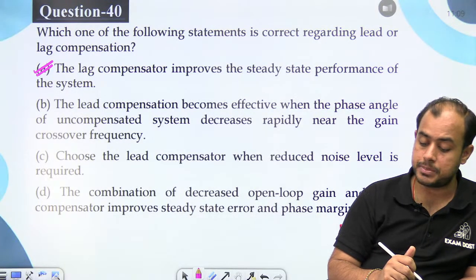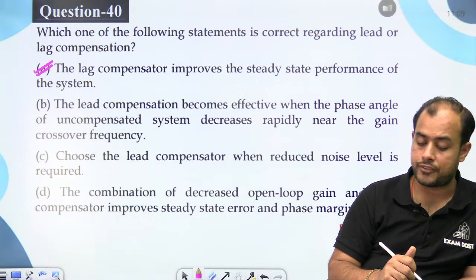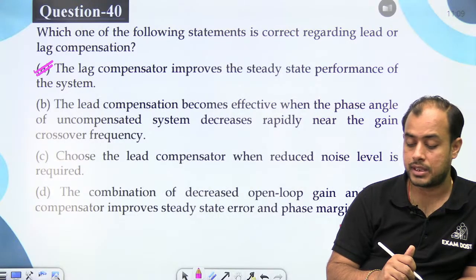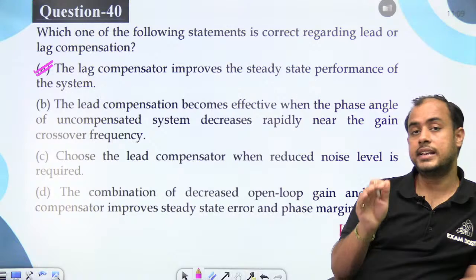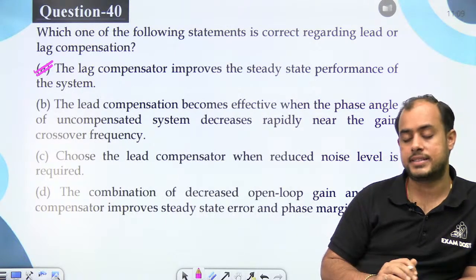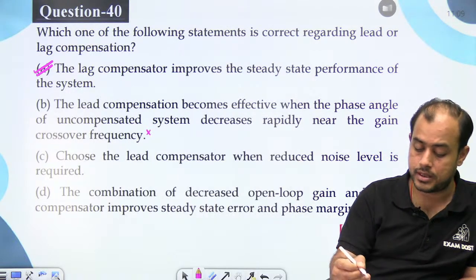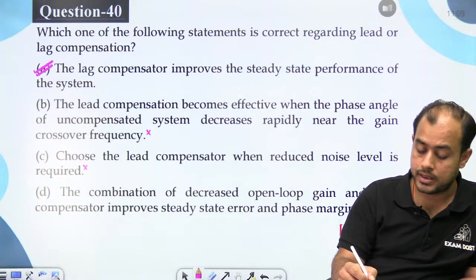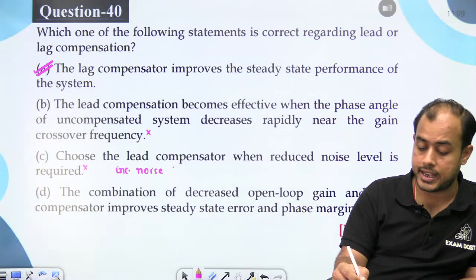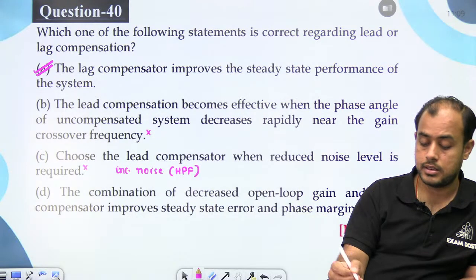Lead compensation becomes effective when the phase of the uncompensated system decreases rapidly near the gain crossover. यानी ये कह रहा है फेज का स्लोप ज्यादा है, ऐसा कुछ जरूरी नहीं है. Choose lead compensator when reduced noise is required. No, it increases noise because it is a high pass filter.